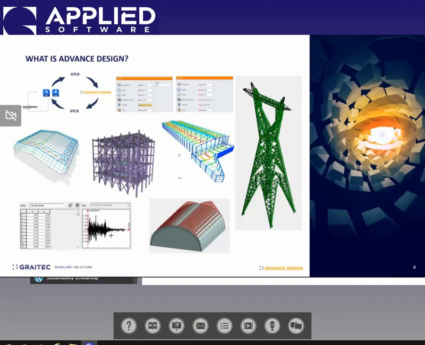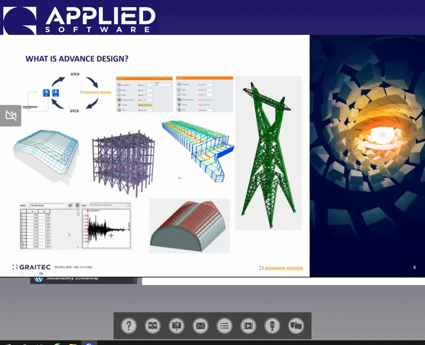In your results display. Here I have a screenshot of the automatically generated wind load on an open transmission line tower. In Advanced Design we have this tool, so you can automatically generate this wind load on open structures.